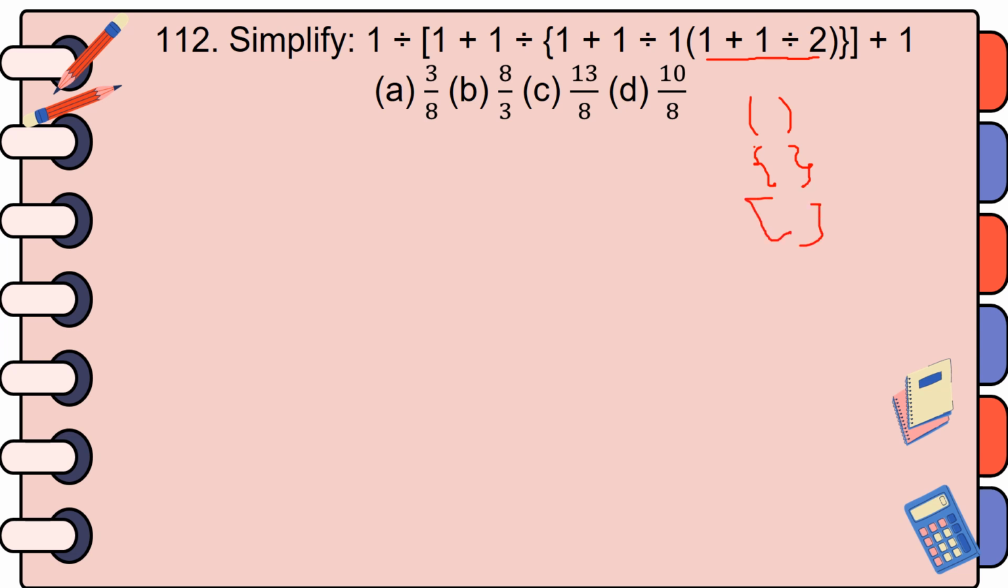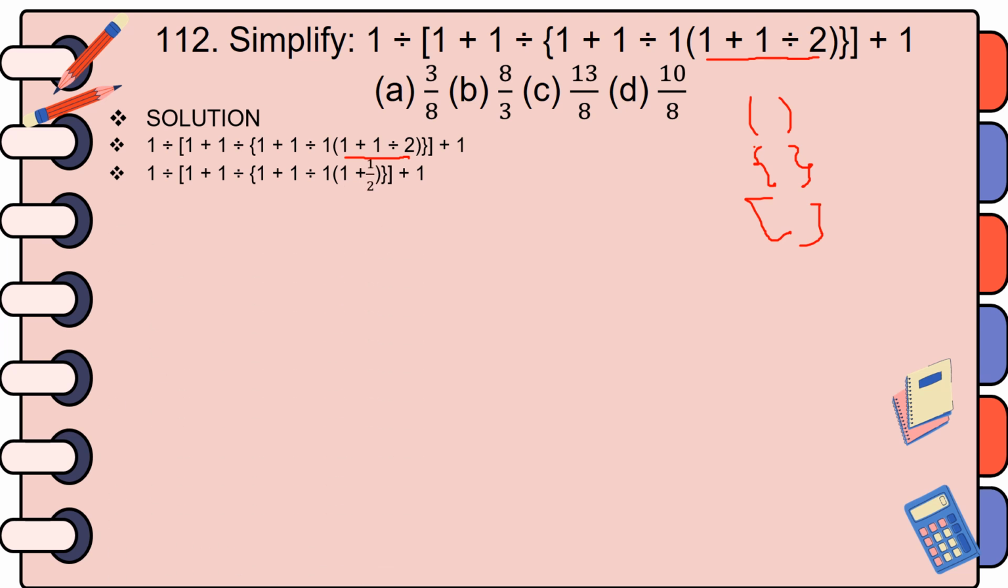Okay. Using this rule, let me show you how to solve this question step by step. So the first one is the equation. Then let us simplify the operations in the parenthesis. That means perform this one first, 1 plus 1 divided by 2, and it becomes 1 plus 1 over 2. Then you can rewrite this equation as such.